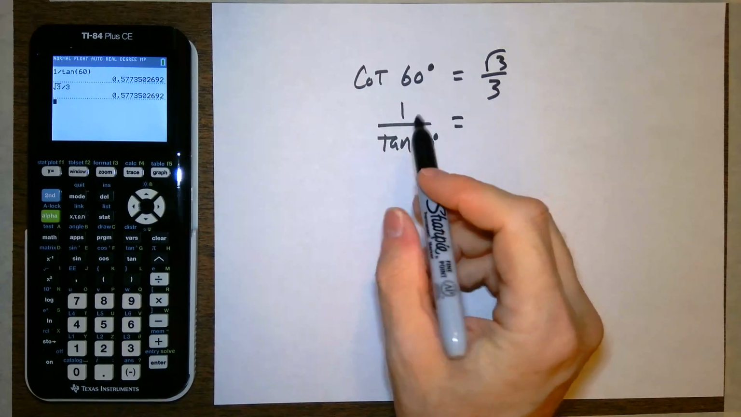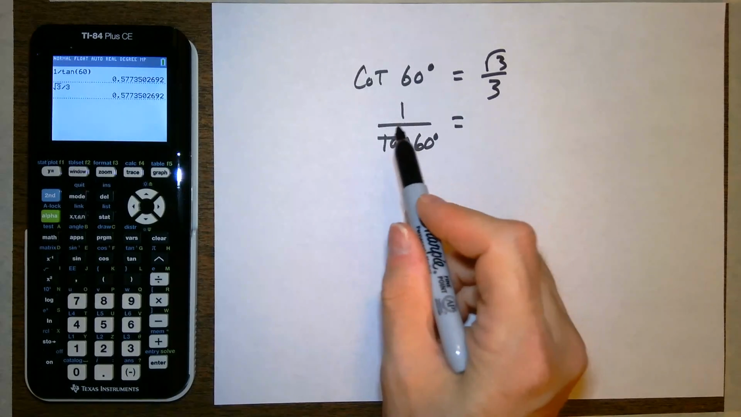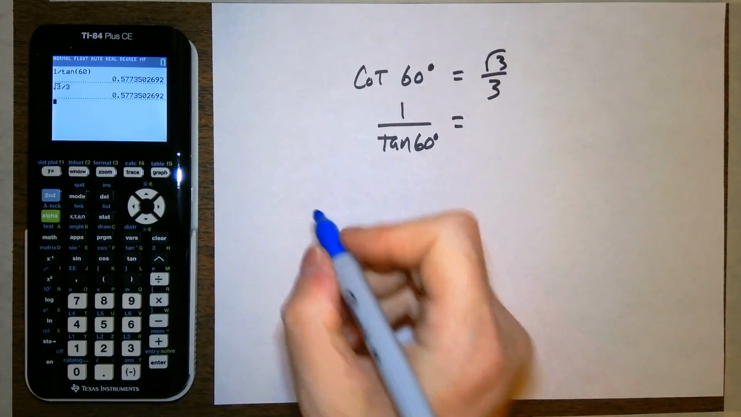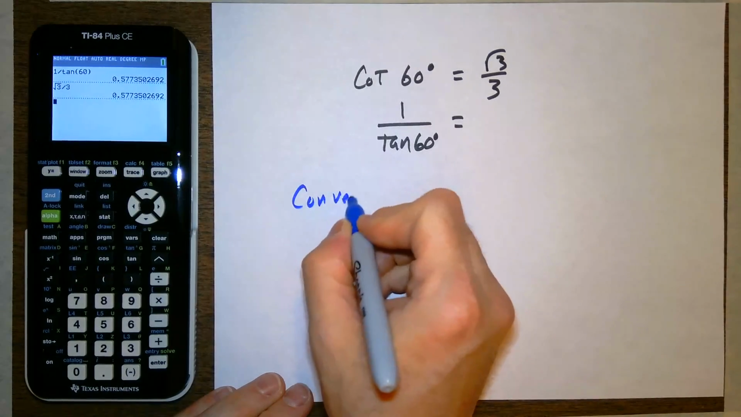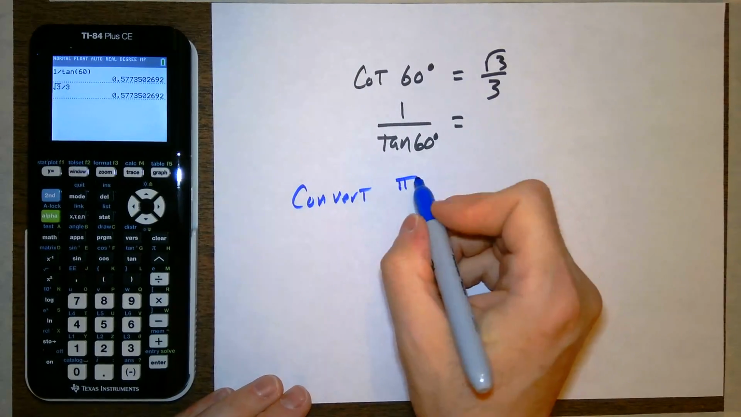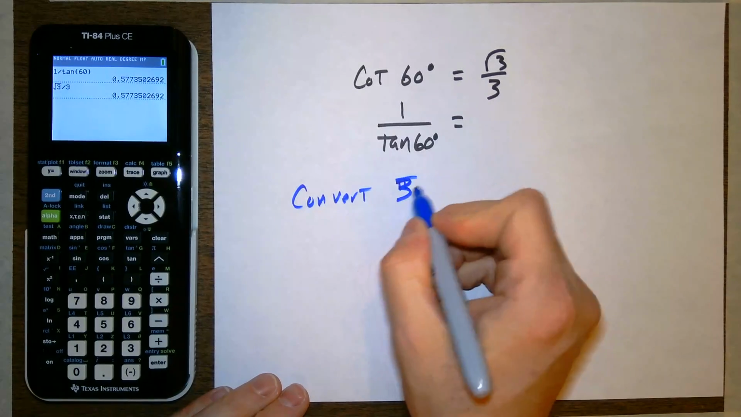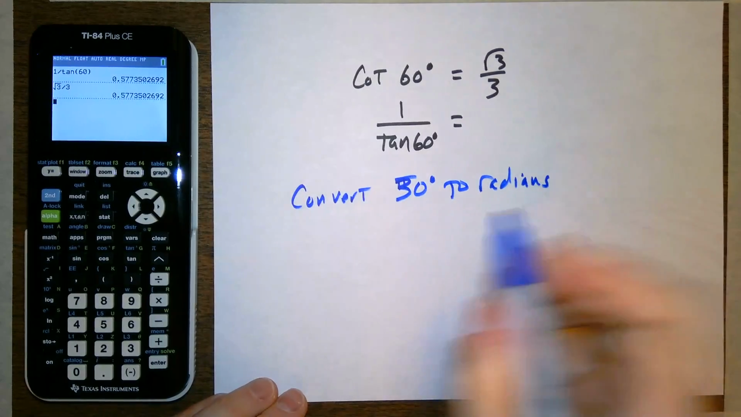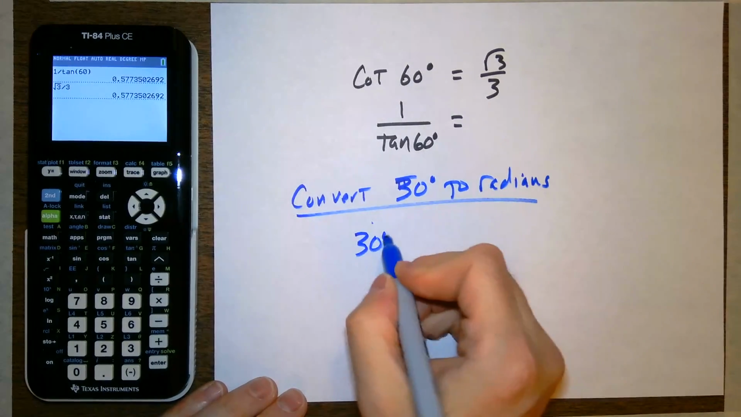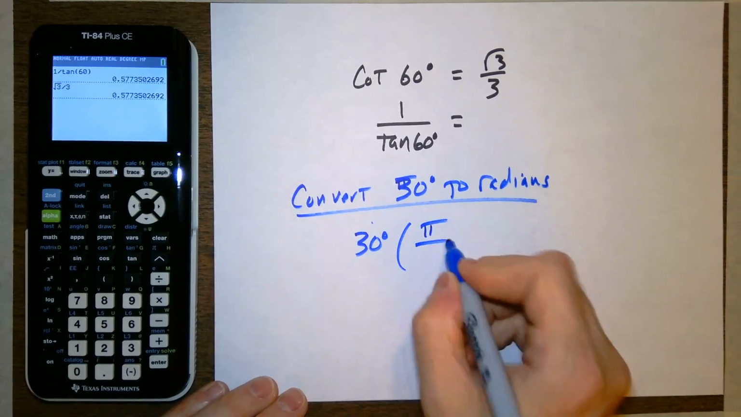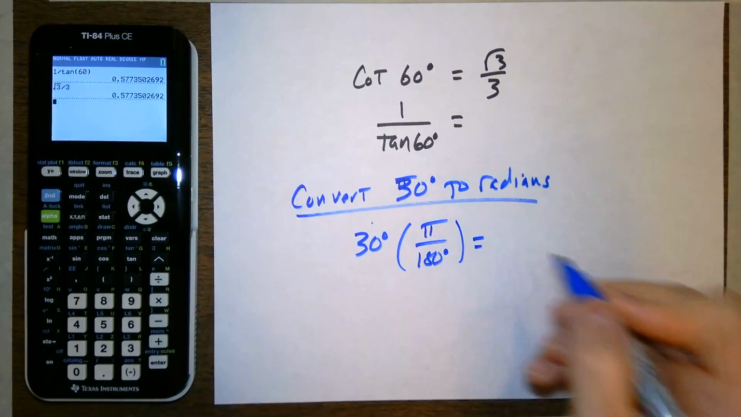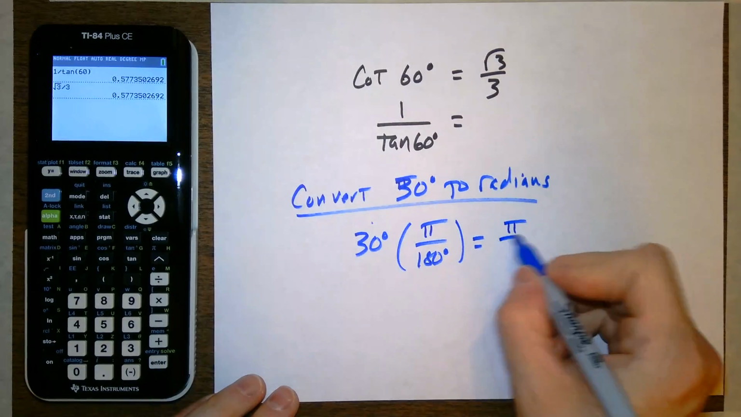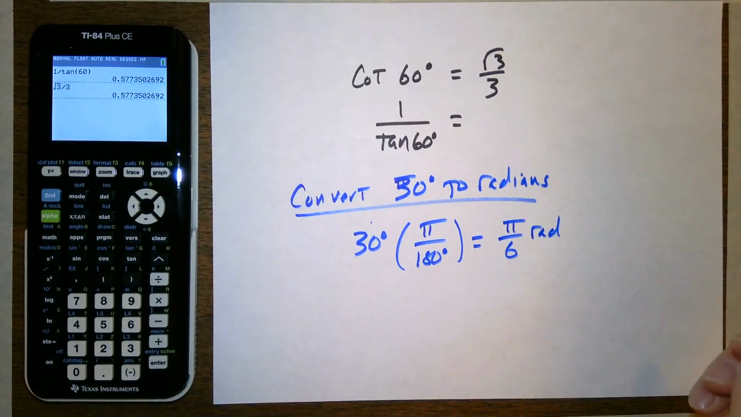What else can we do? We can think about these angles also as radian measures. For example, let's convert 30 degrees to radians. All right, so 30 degrees times pi over 180 degrees, and the degrees are going to cancel. 3 over 18, we should know that that is pi over 6 radians.